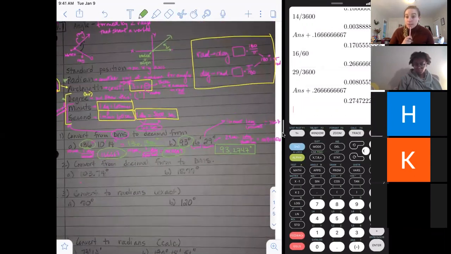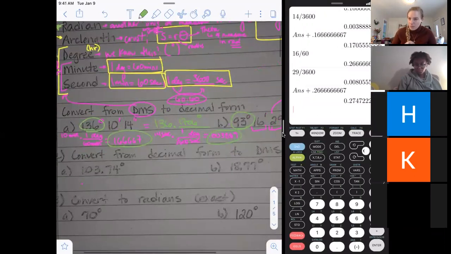All right, because we're about to do the opposite now. We just went from degrees, minutes, seconds to decimal. Now we're going to go backwards. I'm going to give you a decimal. We're going to put it in degrees, minutes, seconds. Can I move on?